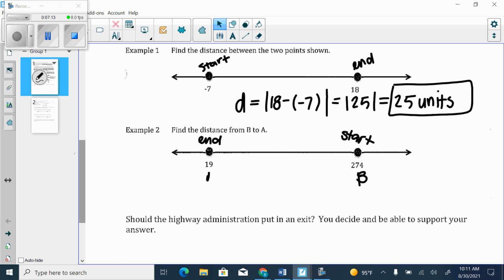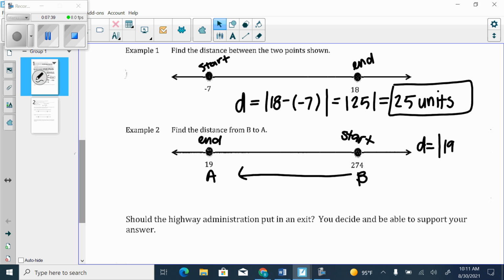This is our B, this is our A. So we're going from here to here this time. Okay, so now we're going to plug that into our formula. Distance is equal to the absolute value. What's going to be inside of our absolute value this time?